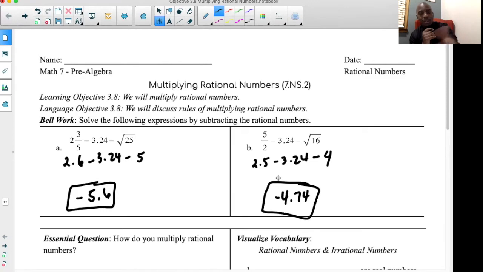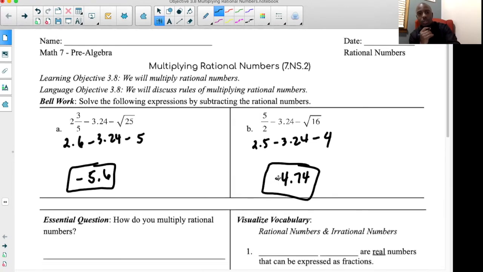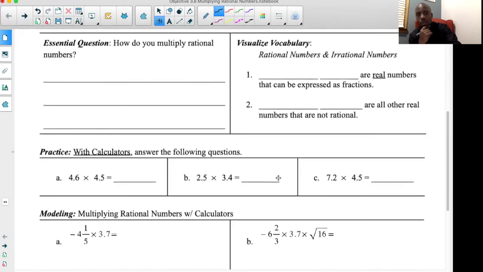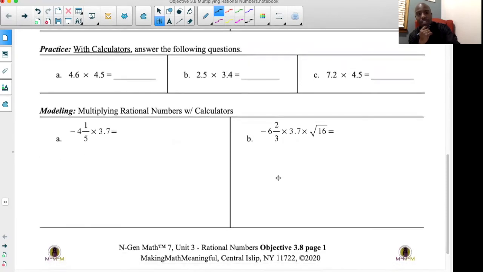So we're talking about here multiplying rational numbers. We know a rational number is any number that can be turned into a fraction, a terminating decimal, or a repeating decimal. So let's look at it.